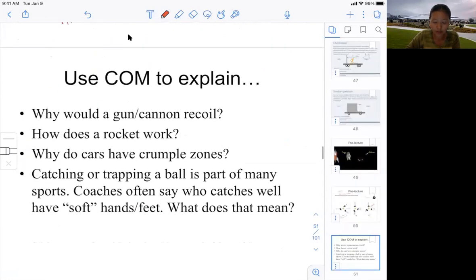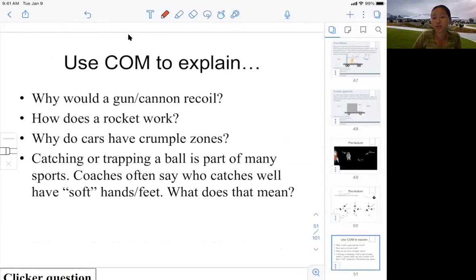Now it's your turn to use conservation of momentum to explain all of these phenomena. And I promise at the beginning of the semester, we will be able to answer these questions using physics. It shouldn't be a long explanation, maybe just a sentence or two. So the first question, why would a gun recoil, or why would a cannon recoil when you fire it? Anybody would like to help us answer that question?